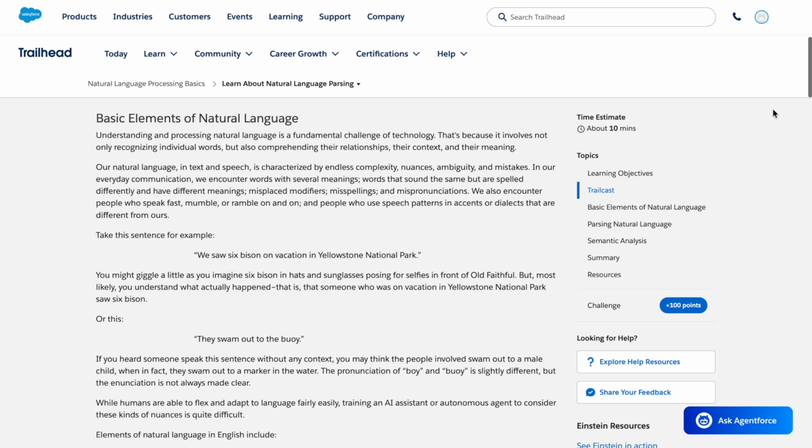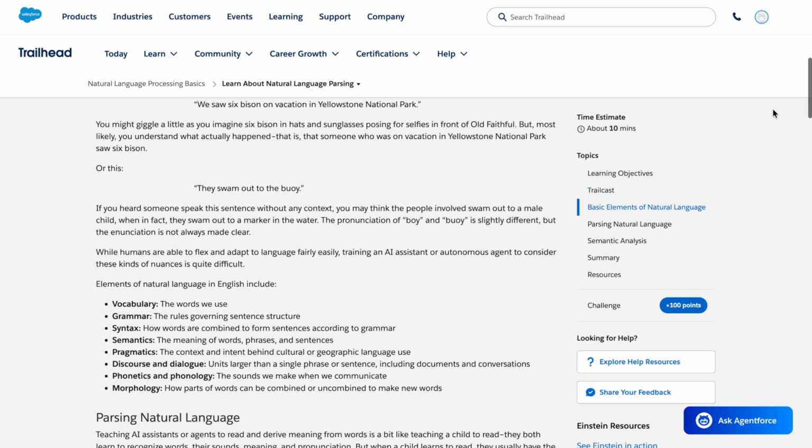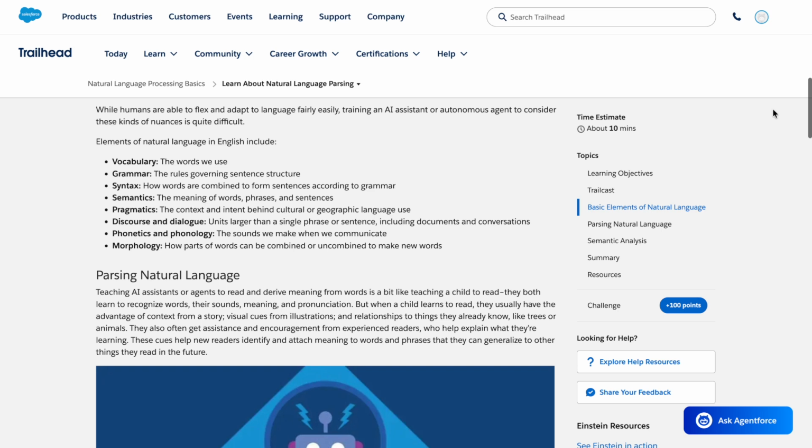Or this, they swam out to the buoy. If you heard someone speak this sentence without any context, you may think the people involved swam out to a male child, when in fact they swam out to a marker in the water. The pronunciation of boy and buoy is slightly different, but the enunciation is not always made clear. While humans are able to flex and adapt to language fairly easily, training an AI assistant or autonomous agent to consider these kinds of nuances is quite difficult.